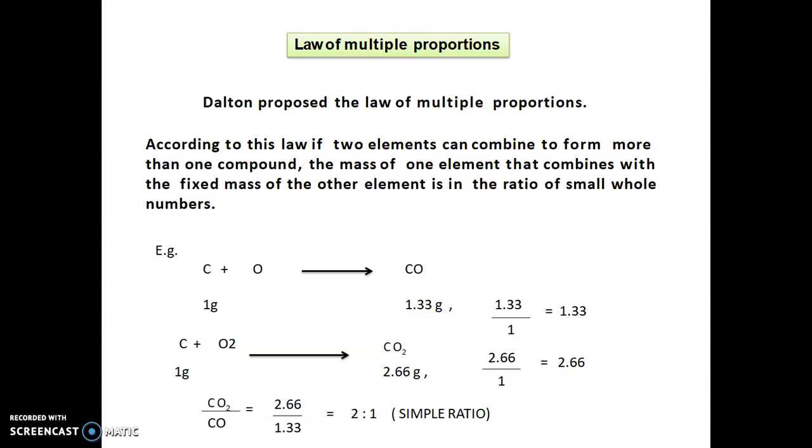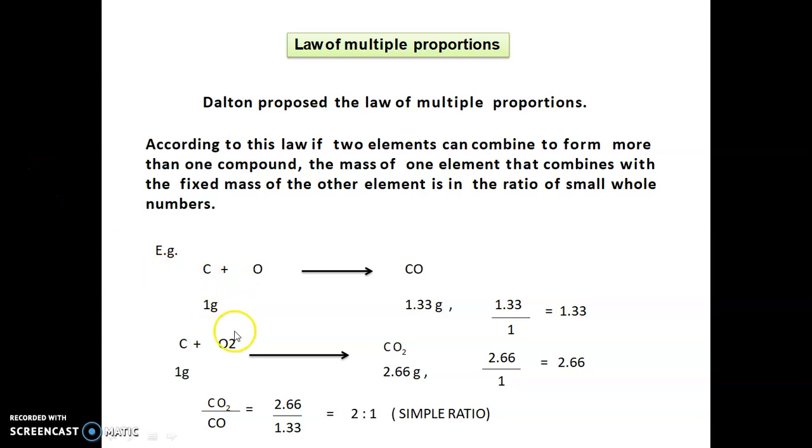Next, moving forward, the law of multiple proportion, which was stated by Dalton. According to this law, if two elements can combine to form more than one compound, the mass of one element that combines with the fixed mass of the other element is in the ratio of small whole numbers.